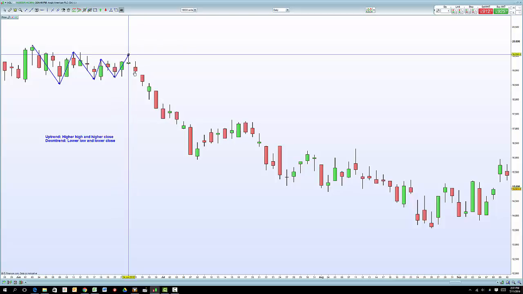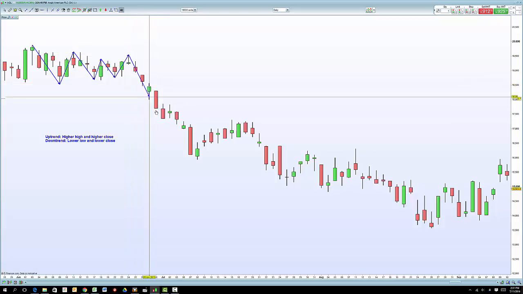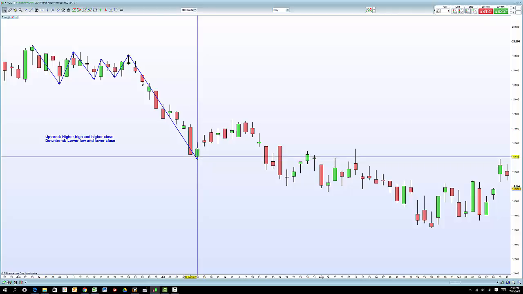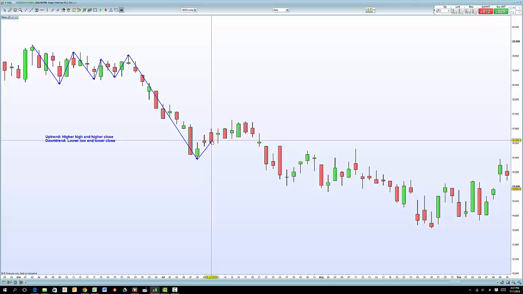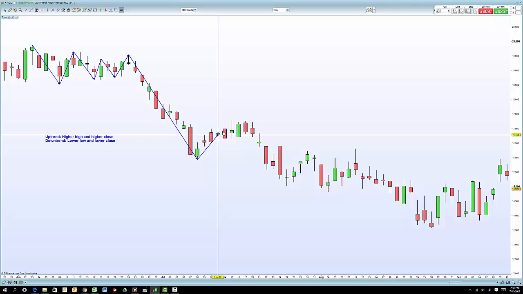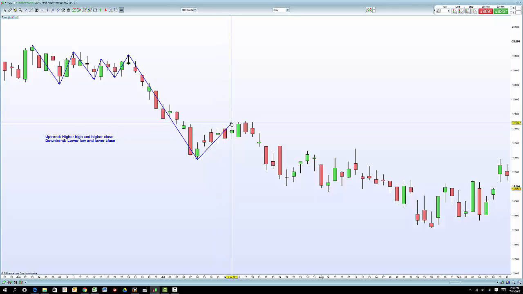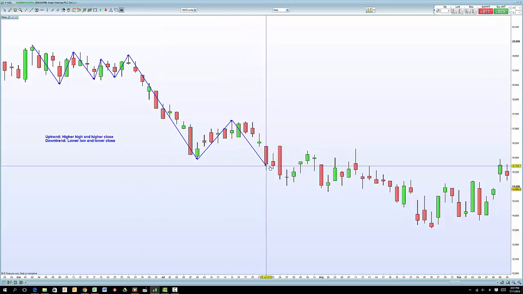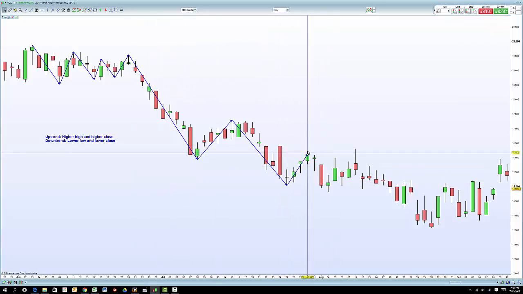And with practice, and you can practice it, as I said, on any chart, on any time frame, you start developing an ability to see these higher highs and higher closes and lower lows and lower closes much faster. And when you do that, you're able to draw these trend lines in with greater speed and with more accuracy at the end of the day. So let me just finish up drawing in all these lines.